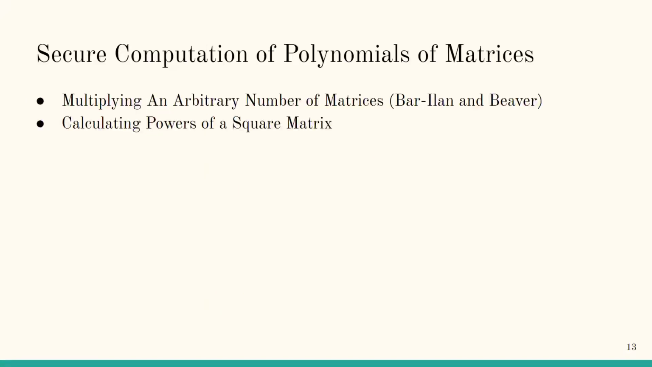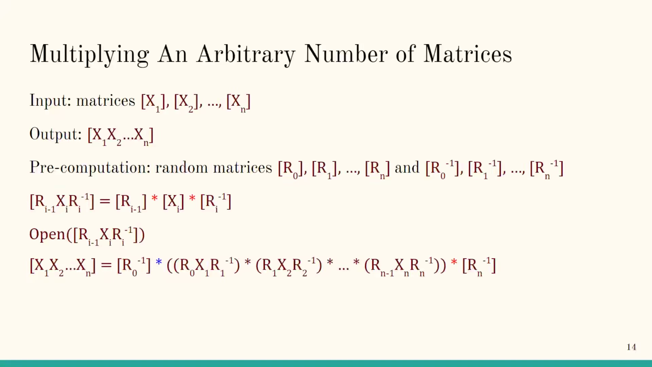The second part of Polymath consists of protocols related to the polynomial evaluations of matrices. First protocol, developed by Bar-Ilan and Beaver, is used to multiply an arbitrary number of matrices. Inputs are n secret shared matrices, x1 through xn, and the output is the secret share of the product of all these matrices. To do this, we pre-compute secret shares of n plus 1 random matrices, R0 through Rn, as well as their inverses. In the first step, we compute the secret share of R_{i-1} xi Ri inverse and open all of these values.